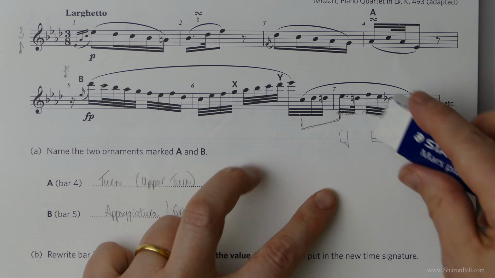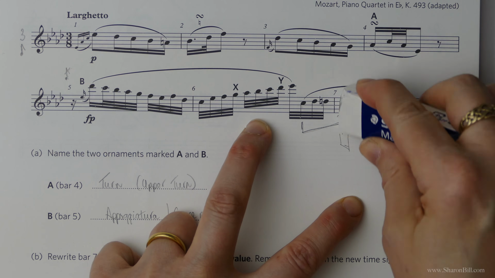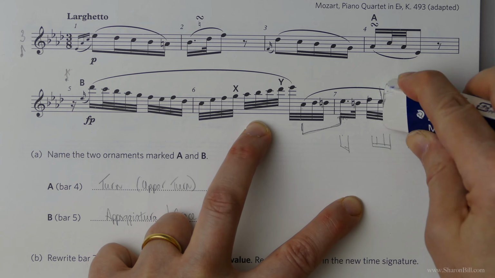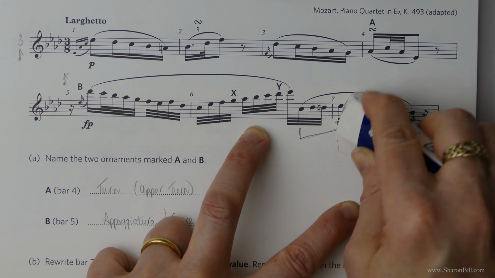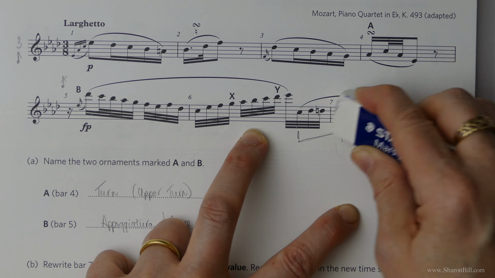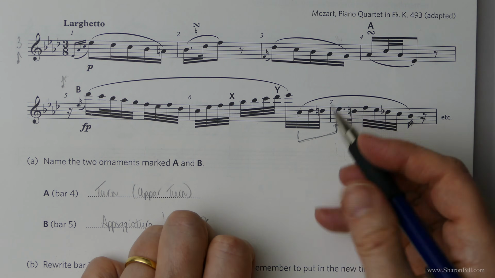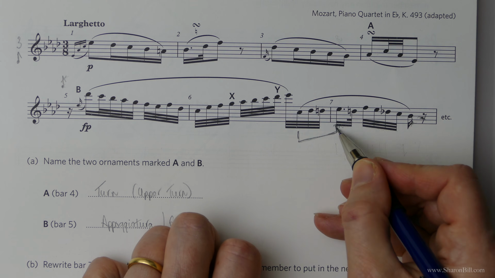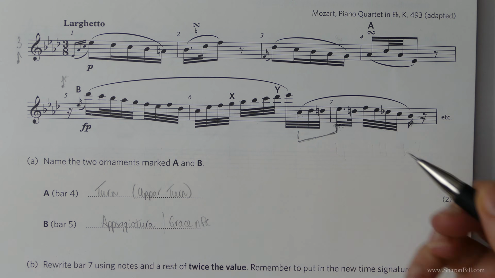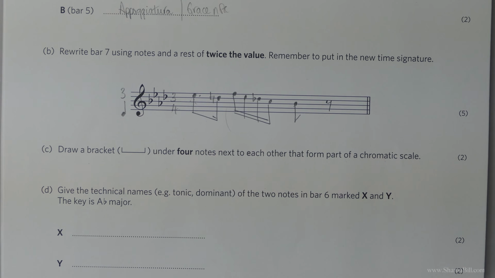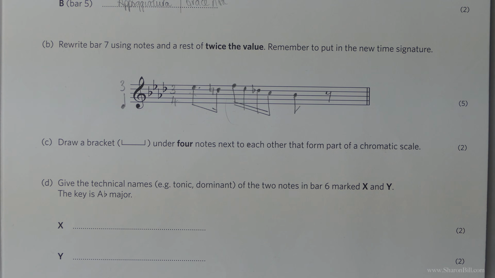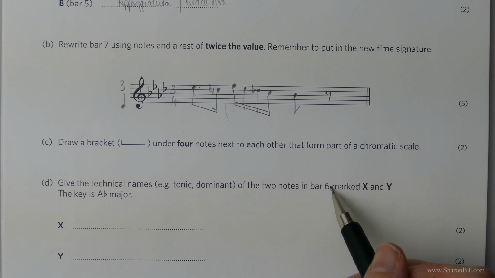So maybe I'll just get rid of this. You would rub out your thinking, your sketchings as you're thinking things through, just so you don't obscure your answer to this question here. 1, 2, 3, 4, there we go. And then finally we have the technical names of the 2 notes in bar 6. We'll look at those in a second.